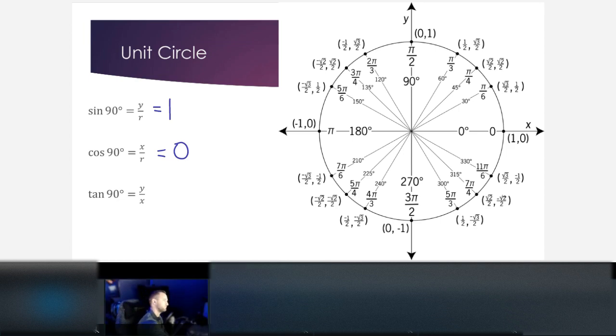And then tangent. Tangent is y divided by x. So at 90 degrees, we take the y value, which is 1, and we take the x value, which is 0, and we get undefined. So remember, you cannot divide by 0. So if you type in tangent of 90 and hit enter, you will get an error. So I'm just going to write undefined here. Undefined. All this should be falling into place and making sense, because this is really important. Just remember, cosine is x, tangent is y over x. Remember that.